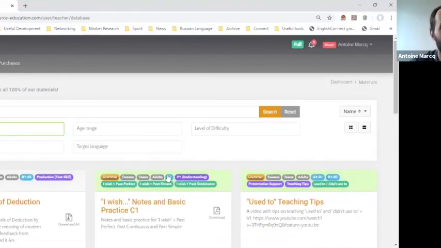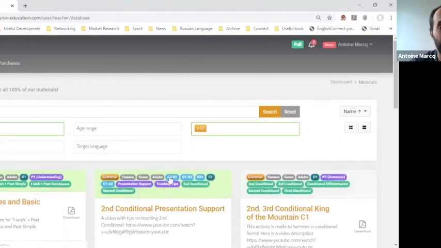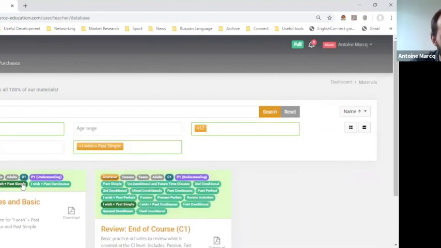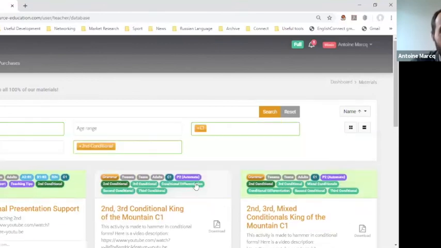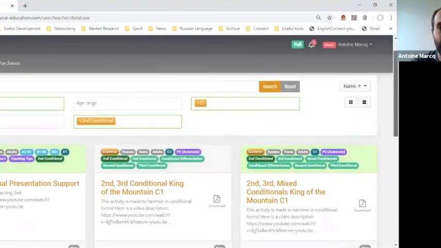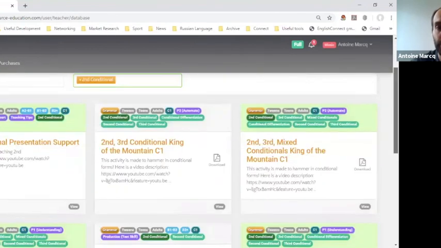they leave. Okay, now I want to teach C1. Okay, C1 grammar. Yes, I wish, but only plus past simple. I don't have past continuous perfect yet. And I go back. Second conditional. There we go. That's what I wanted to teach. Boom. There I have it. I have second conditional activities for C1 level.